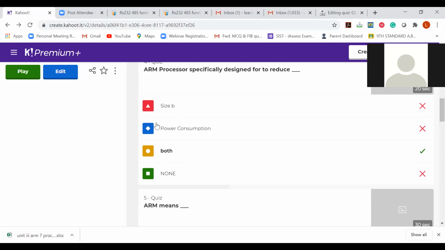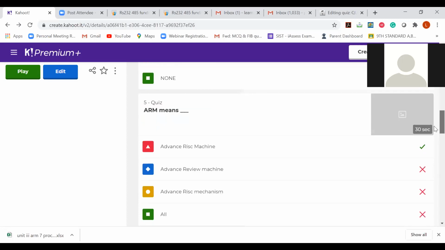But the main thing is size, because when I want to use it in mobile or some portable devices, if the size of the processor is very big, it is very difficult to design the particular system. The processor is the heart of the system, but along with that all peripheral devices also have to be connected. So one important thing is size as well as power consumption.